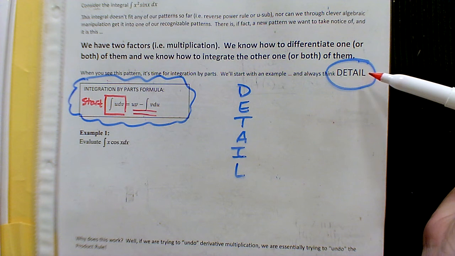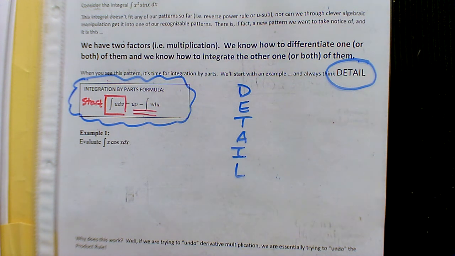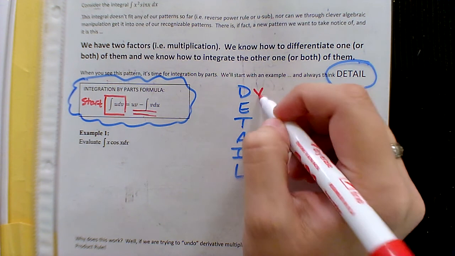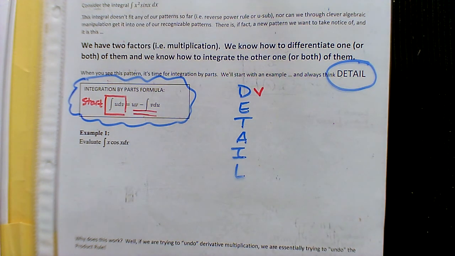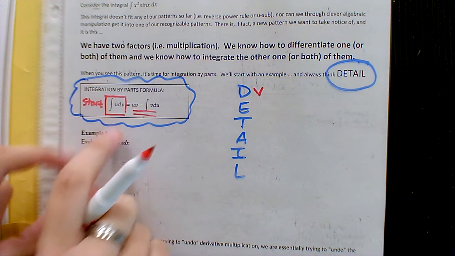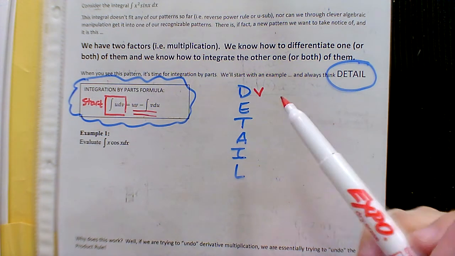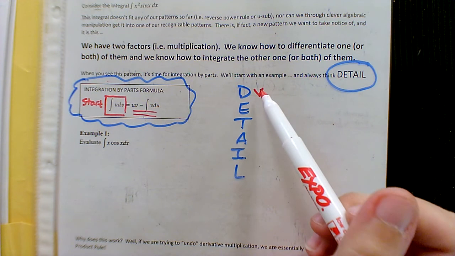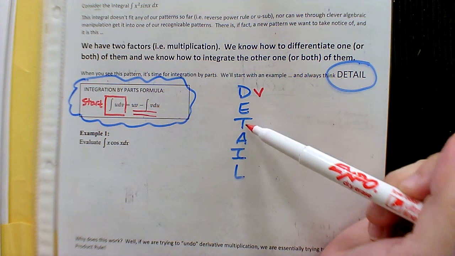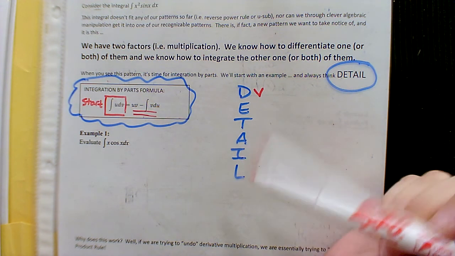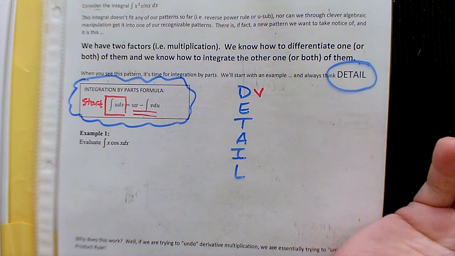So this acronym, anagram, whatever we decide on, DETAIL, is going to give us a way to determine what we should let dv represent. And whatever we let dv represent, everything else is what the u should be in this starting integral. It might not be clicking right now, but when we go through some examples, I'm hoping it does. Okay, so the way we choose dv is through these other letters that represent the names or types of functions.